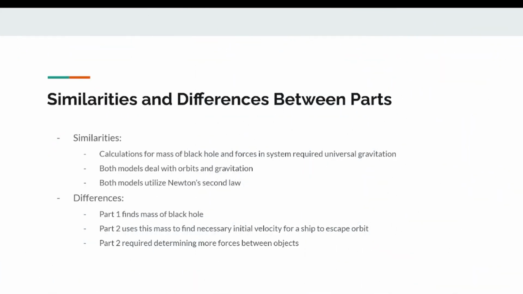So the two different parts of this project had similarities and differences. We saw that they both utilized the mass of the black hole and forces in the system, requiring universal gravitation as calculations that needed to be done. We also saw that both models dealt with orbits and gravitation and Newton's second law. However, in differences, part 1 was to find the mass of a black hole, while part 2 uses this mass to find necessary initial velocities for the ship to escape orbit. And part 2 also required determining more forces between objects.